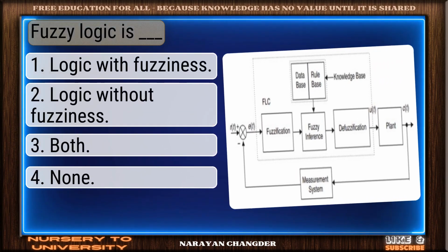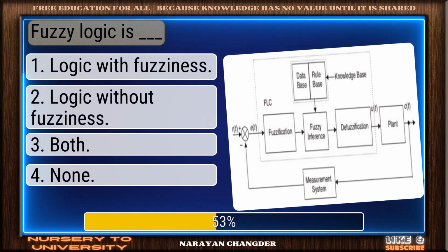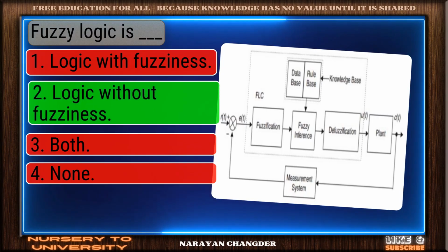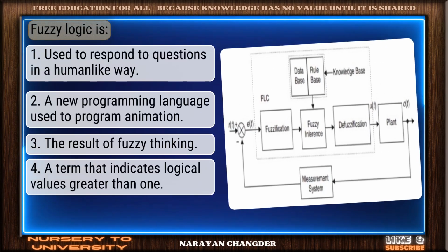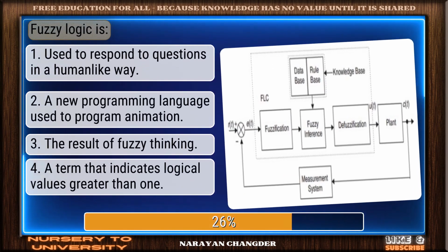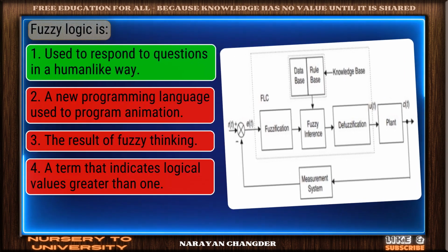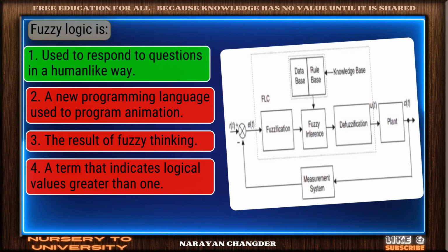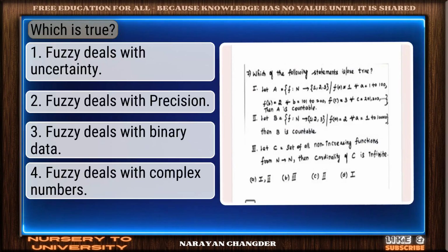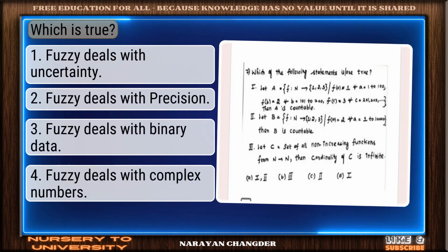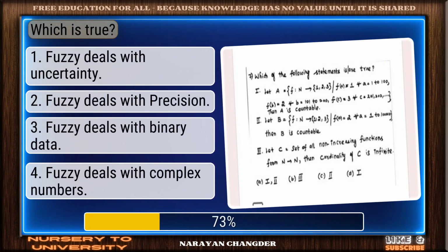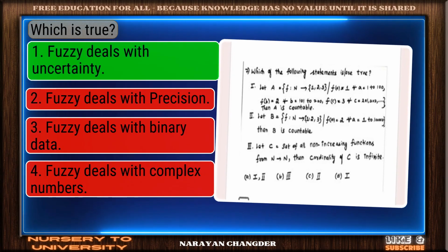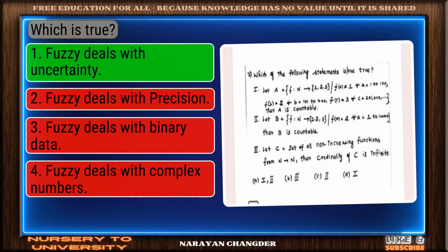Question number 44. Fuzzy logic is dash. Perfect. Logic without fuzziness is the correct choice. Question number 45. Fuzzy logic is. Well done. Used to respond to questions in a human-like way is the right choice. Question number 46. Which is true? Good job. Your answer, fuzzy deals with uncertainty, works well here.